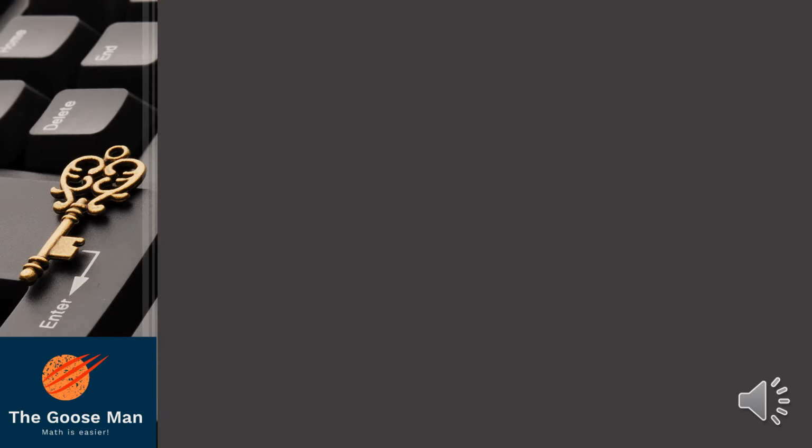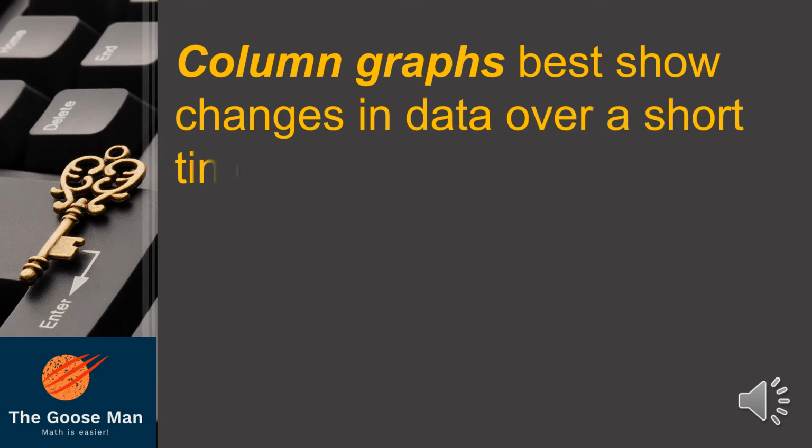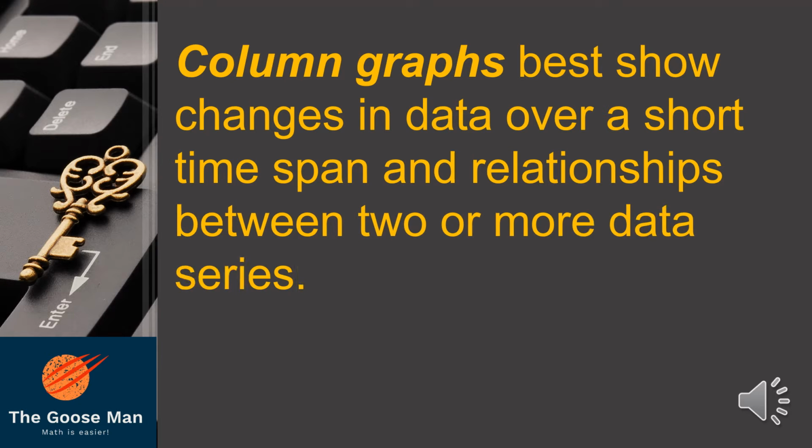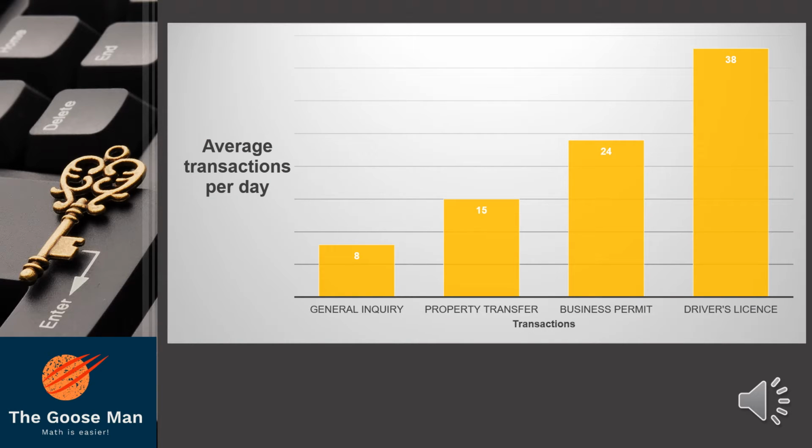The first type of graph that we will discuss is the column graph. Column graphs best show changes in data over a short time span and relationships between two or more data series. Here is our example. The data is showing the rank of values from smallest to largest in order to focus on the largest values of items. From this example, the general inquiry has the least value, while the largest value is the driver's license. On the next slide, we will show you how to create the column graph.